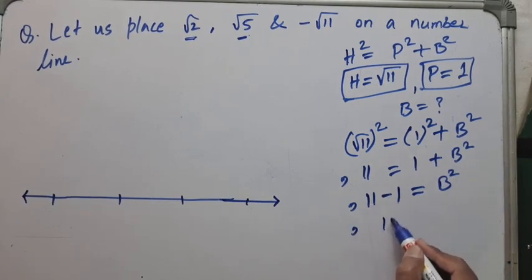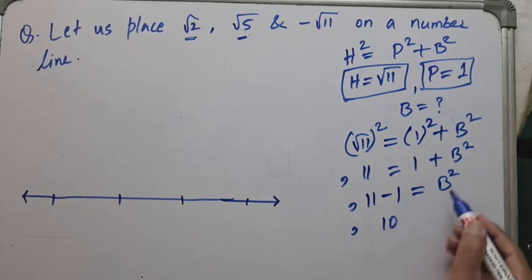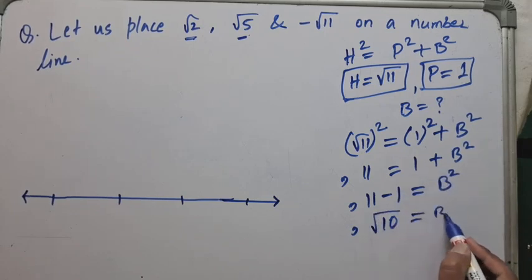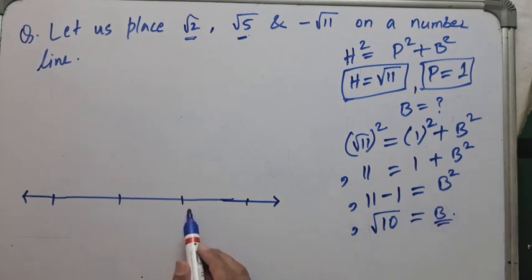11 minus 1 is 10. Okay, 11 minus 1 is 10. This square we bring to the left hand side, root under 10 equal to base. So we have base as root 10, but we cannot take root 10 as base here.